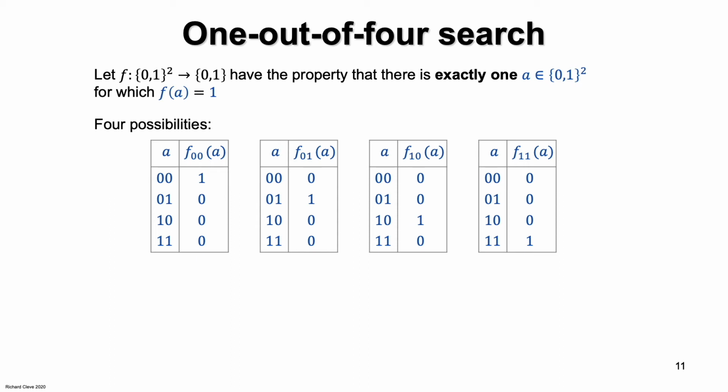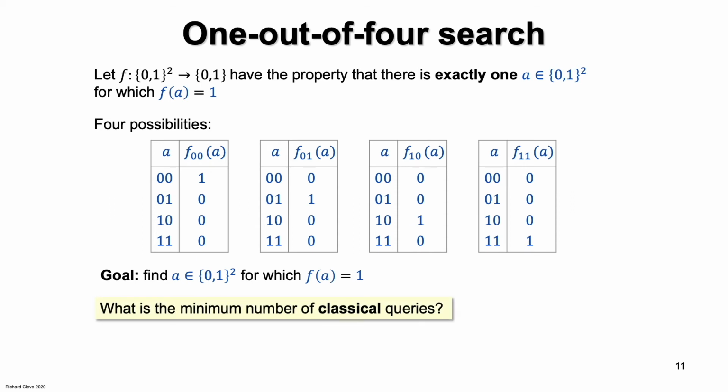Now, suppose that you're given a black box computing such a function. You're promised that it's one of these 4, but you're not told which one. Your goal is to determine which of the 4 functions it is. First of all, how many classical queries do you need to do this? Please pause the video to think about this.